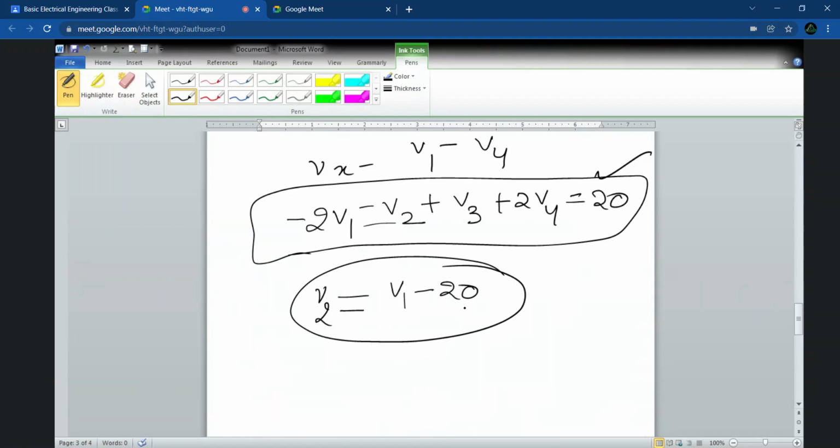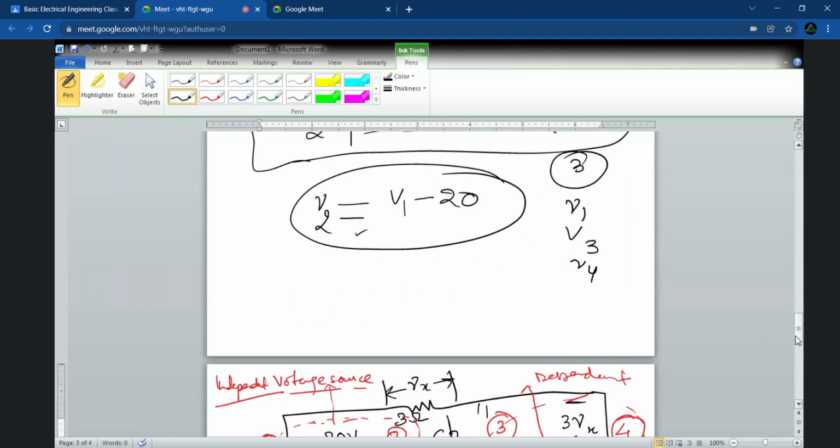Is it clear, beta? Yes, ma'am. Okay? So how many equations did we have? 3. So unknowns were 4, but V2 will be known to us. So we'll be finding V1, V3 and V4. So what will be the matrix for us now?